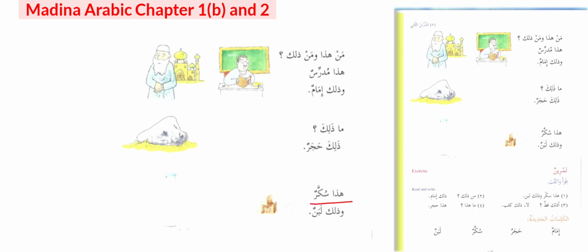Haza sukkarun. Sukkar. What do you think this is? English? Any related English word? Sugar. Okay. In Hindi as well. Sakkar. Sukkar and sugar, all of these are the same words. Haza sukkarun wa zalika labnun. You see this labn? This is milk. Okay, this is a bottle of milk. So zalika labnun, milk. Labn is milk. So haza sukkarun wa zalika labnun.